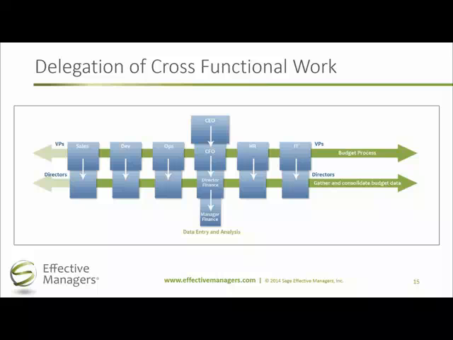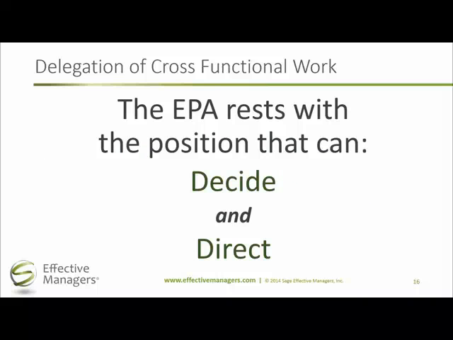But if there is a major disagreement between two departments, the two VPs might try to work out the differences. But if they can't, the only one that can decide and direct is the CEO. So the point here for functions 2 and 3 in terms of how work flows down the organization and how work flows across the organization is that the EPA rests with the position that can decide, so resolve issues, decide on the process, decide the importance of the process, whether we even need the process, etc., and direct.